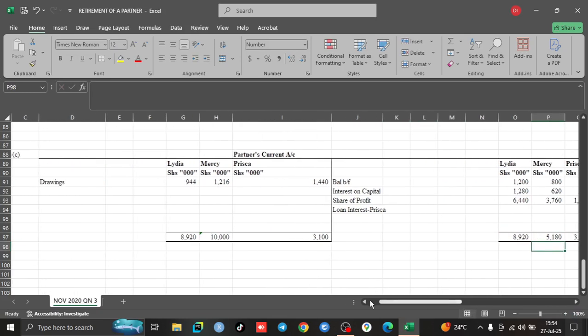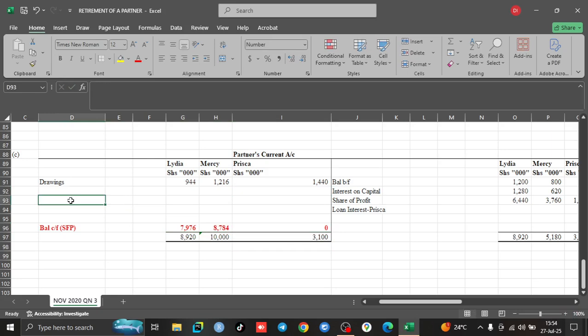So that's what we have. Then what's the balance that she is due to have? Because here we have our balance carry forwards, which are going to report, of course, to the SFP as well in the capital section. The difference between 8920 and these drawings here. Here, of course, it's also the difference between the two. But for Priska, she should not have any balance.